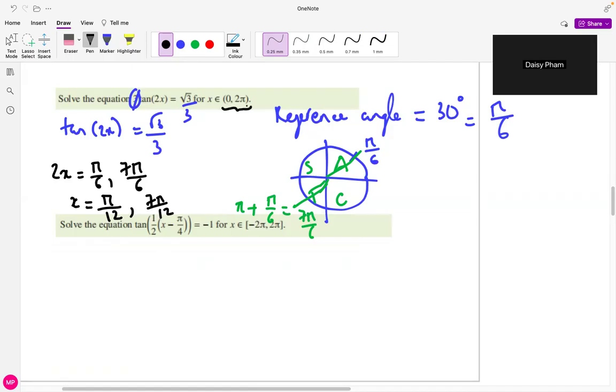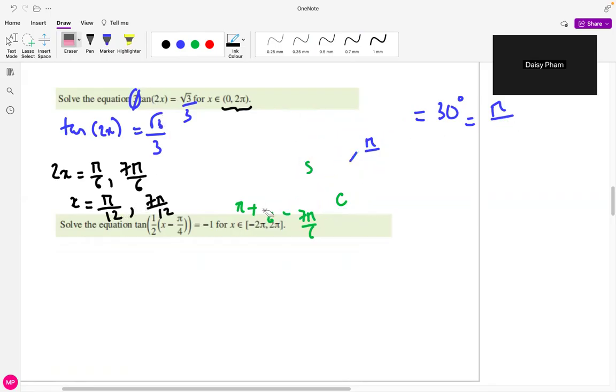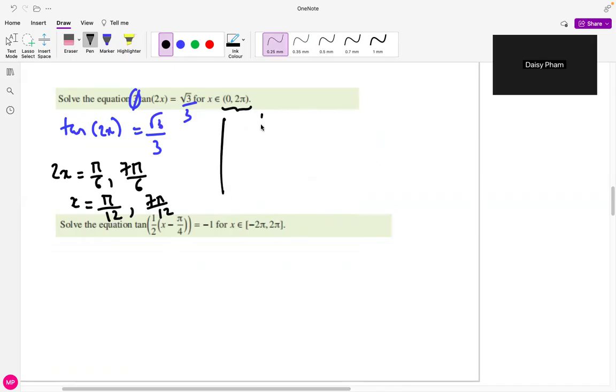Now we look at the domain, which is 0 to 2π, right? So what we do is we get the period for tan, and we add a period to those solutions. That's how we can check if there are other solutions or not. So the period is π over n, where n is the number in front of x, which is 2. So the period is π/2.